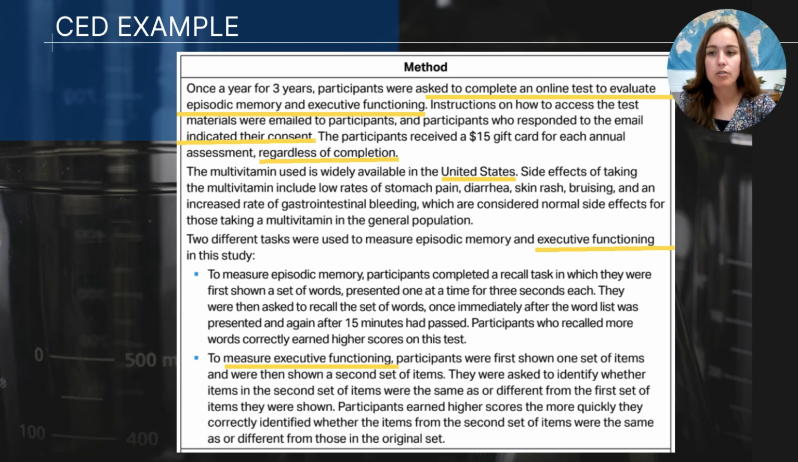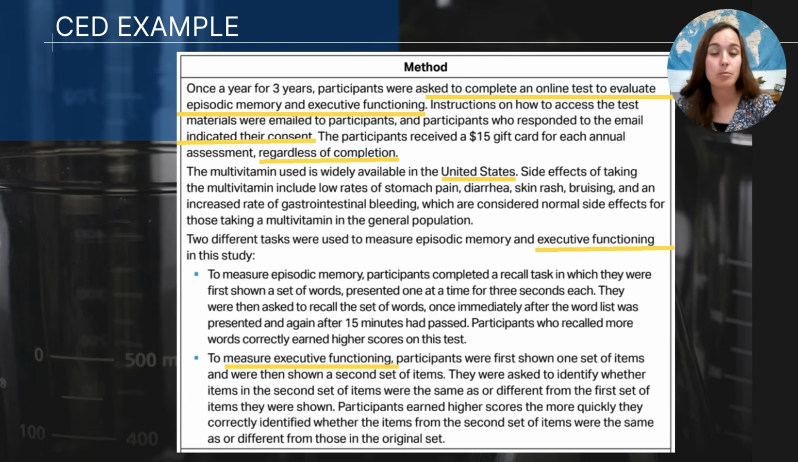The multivitamin used is widely available in the United States. All right, so this gives us a clue about our broader population, which is likely going to be Americans. So our sample of Americans should reflect the demographics of Americans. Okay, so side effects of taking the multivitamin include low rates of stomach pain, diarrhea, skin rash, bruising, and an increased rate of gastrointestinal bleeding, which are considered normal side effects for those taking a multivitamin in the general population.